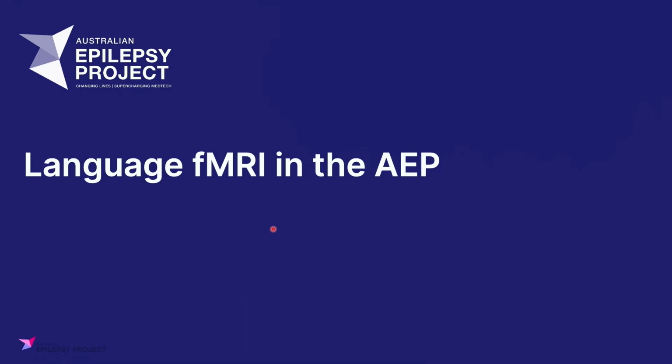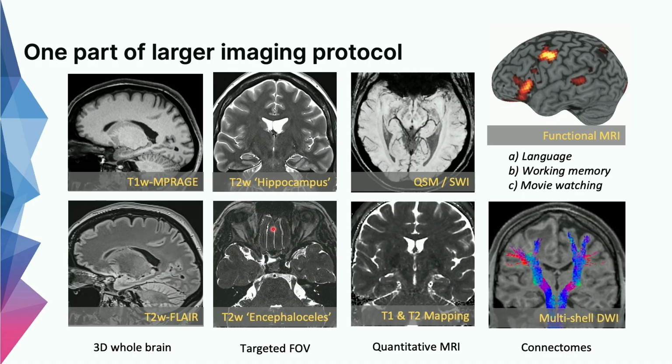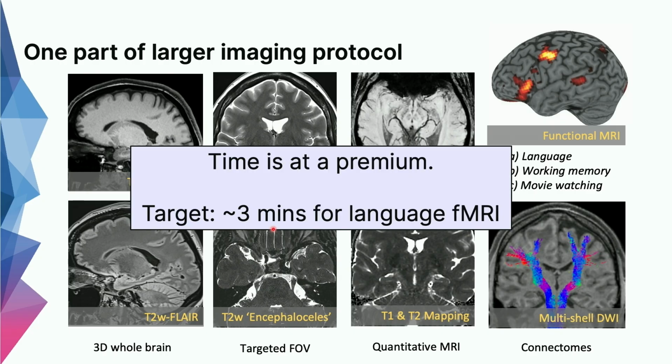So what's our approach to language fMRI in the AEP? The first point to note is that language fMRI is but one part of a much larger epilepsy-directed imaging protocol that's occurring in the AEP. This means that time is at a premium for us. So we're aiming to acquire language fMRI within a 3-minute window. We don't have a lot of time to work with, given all the scans we have to collect.